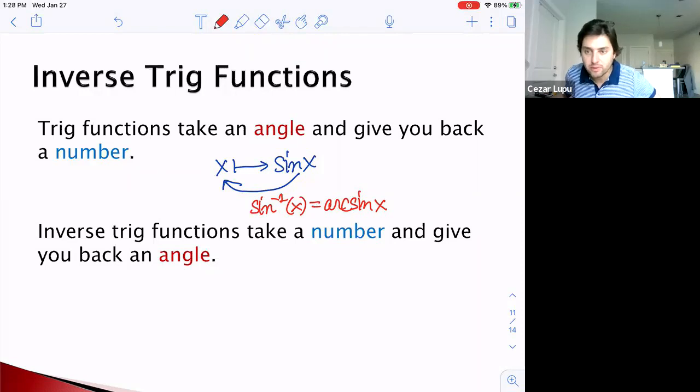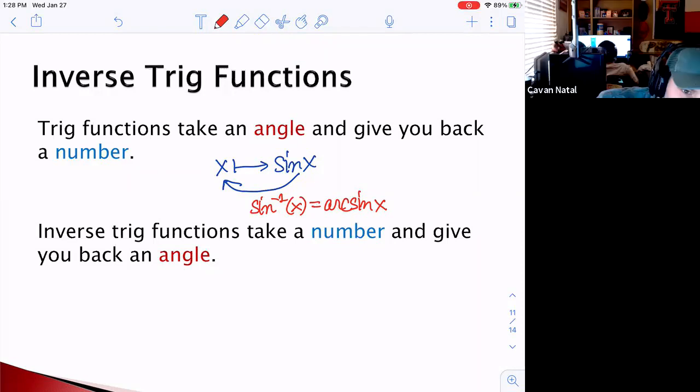I have a question. Is the interpreter here? I don't see him or her. There are two of them. Anyway. Does that say arc sine x? Yes, arc sine x.